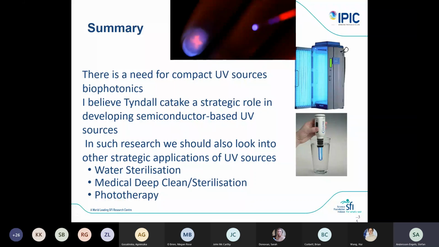Phototherapy is something that you treat skin lesions with quite frequently. So this is something that has been ongoing for a century, basically. So again, you need UV sources for that.